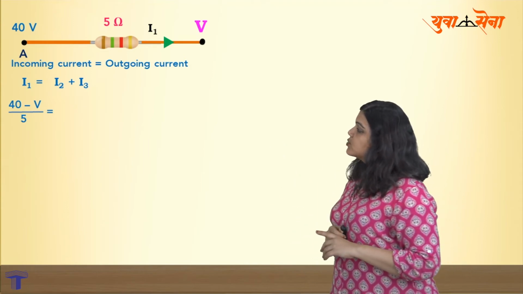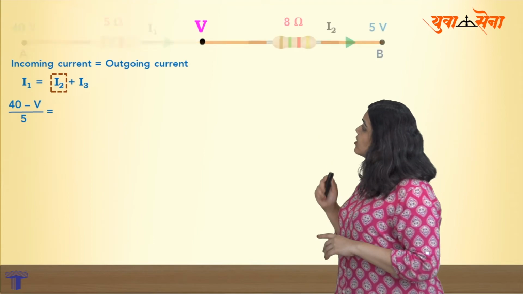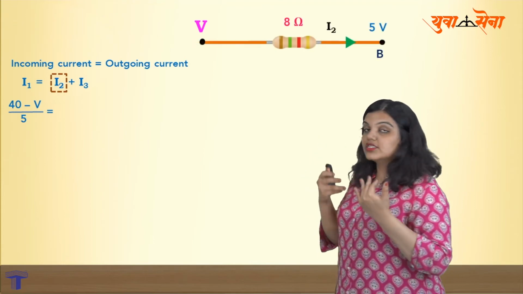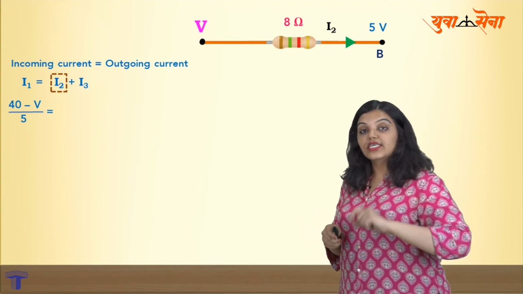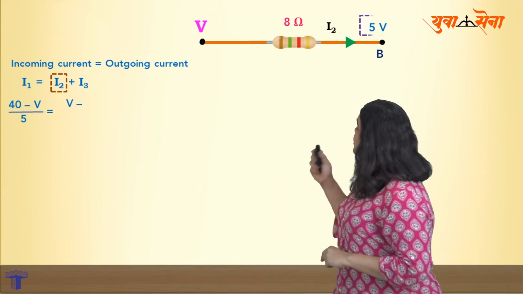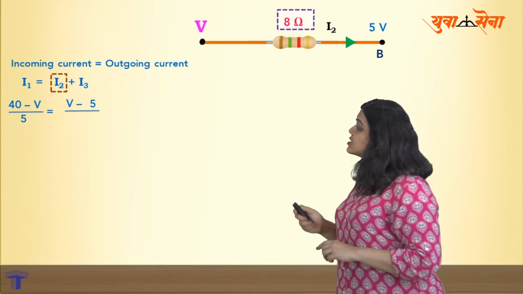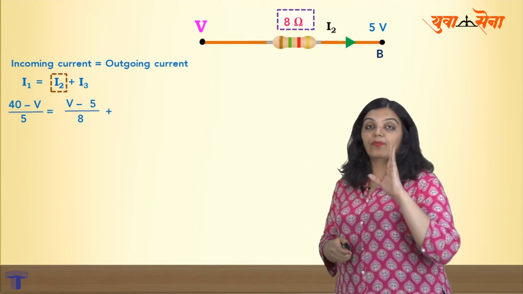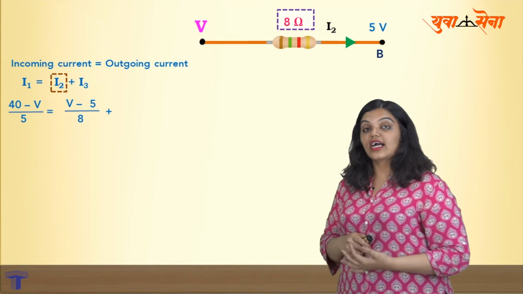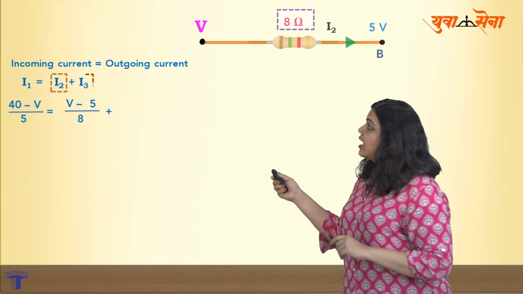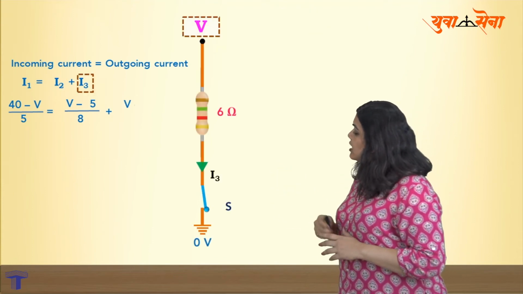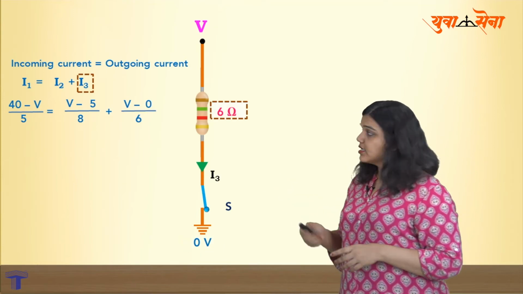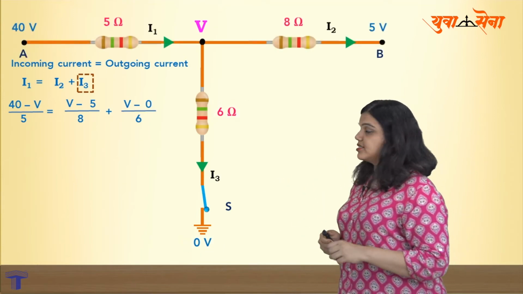I want to look at the expression for the current I2, so I look at the right branch. In the right branch, again, I have to write down potential difference upon resistance. So what is the potential difference? It is nothing but V minus 5 upon the resistance, which is 8 ohms. And therefore, I have V minus 5 upon 8 as the expression for the current I2. And similarly, I have for the lower branch, V minus 0 divided by 6. So I have the expression for the current I3.